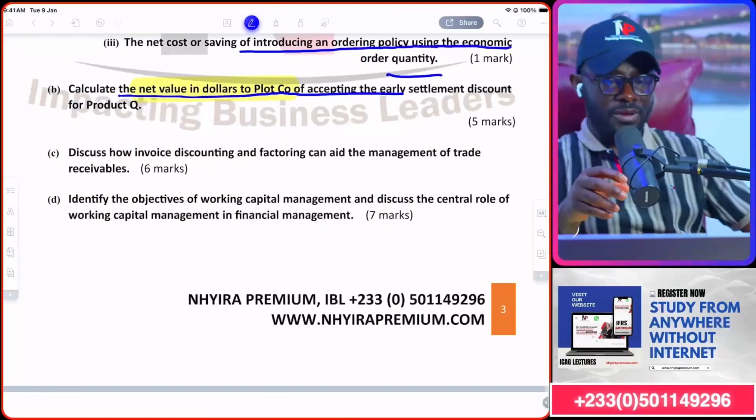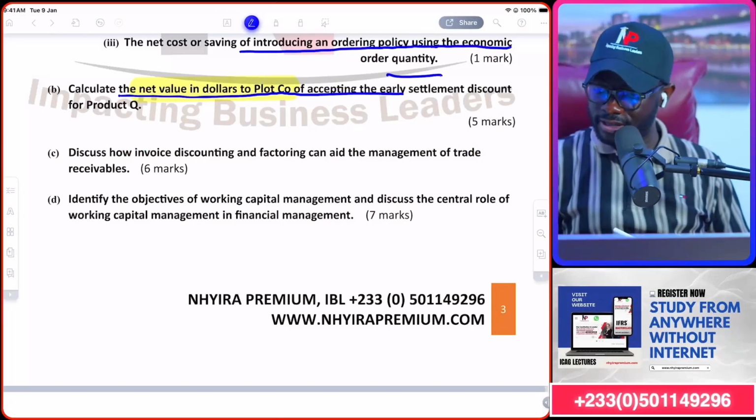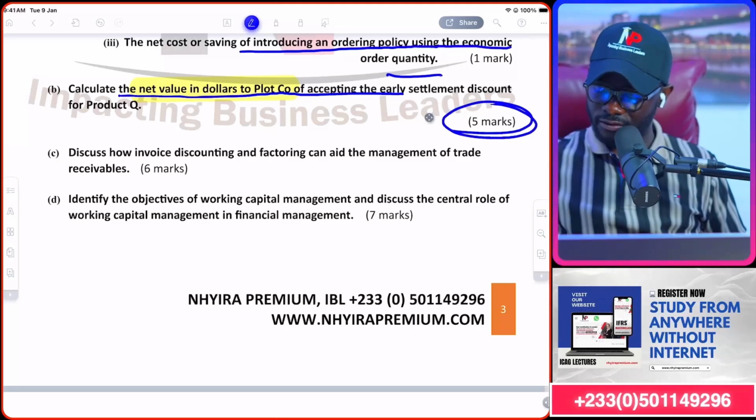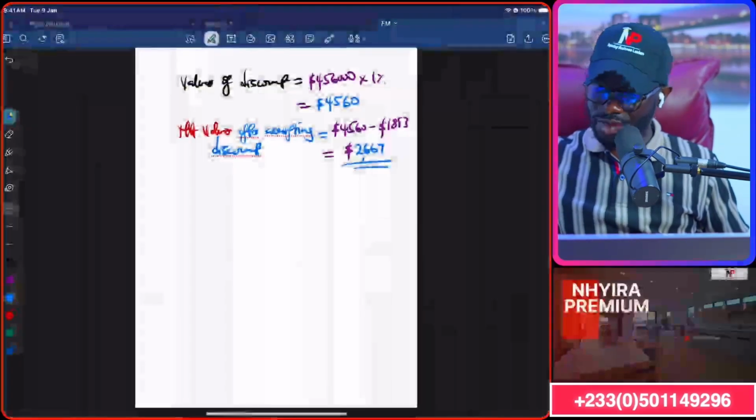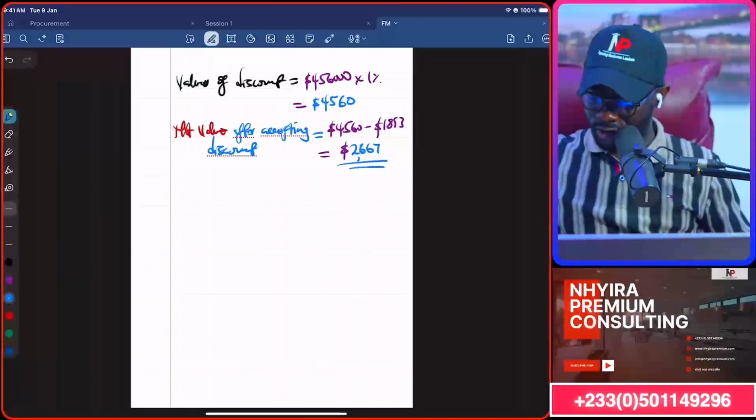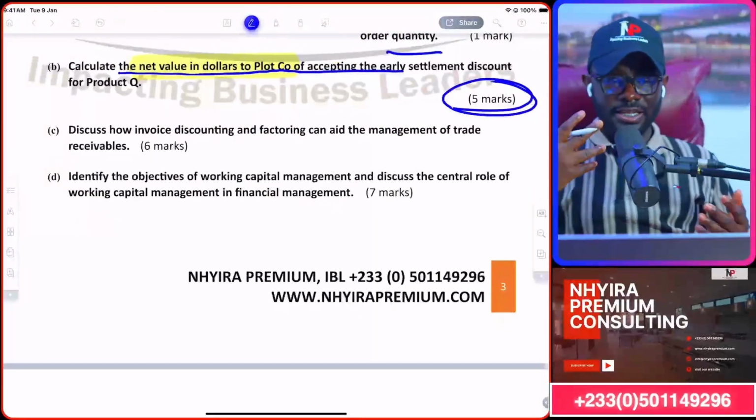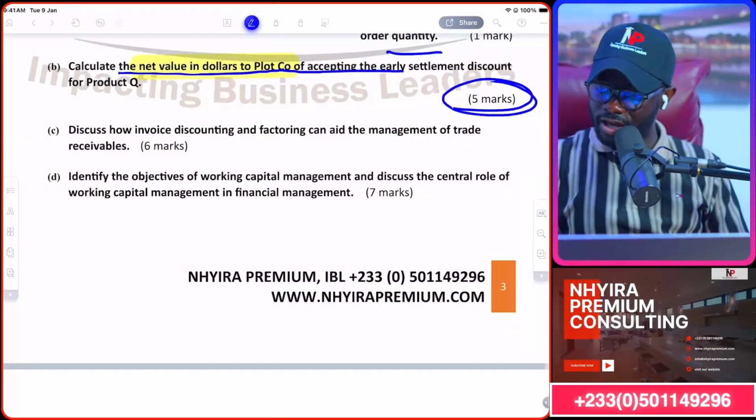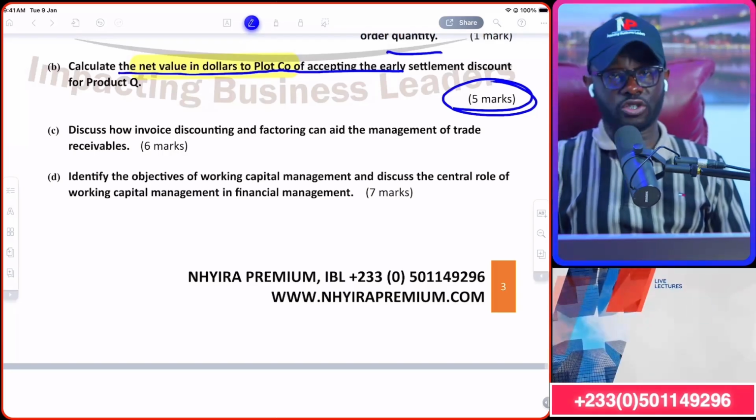Then the C aspect said, discuss how, oh no, that's 5 marks. What we just did is 5 marks. So it's fair because we are doing a lot of work. Then the C aspect said, discuss how invoice discounting and factoring can aid in the management of trade receivables.